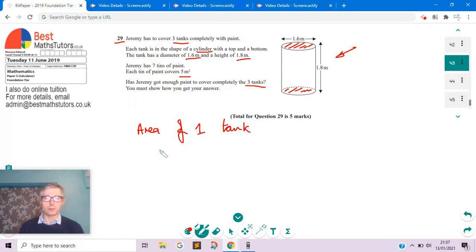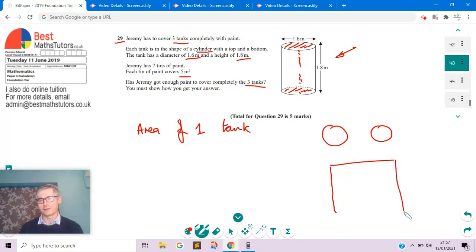So to do that, each tank has got 2 ends, which I've shaded in there. And it's also got the curved surface area bit, which I find it useful to think of as though it's a label on a tin of beans or whatever your favourite tinned food is. If we were to take that label off, it would form a rectangle, and that's the best way to think about it. So first of all, I'm going to find the area of the 2 circles.